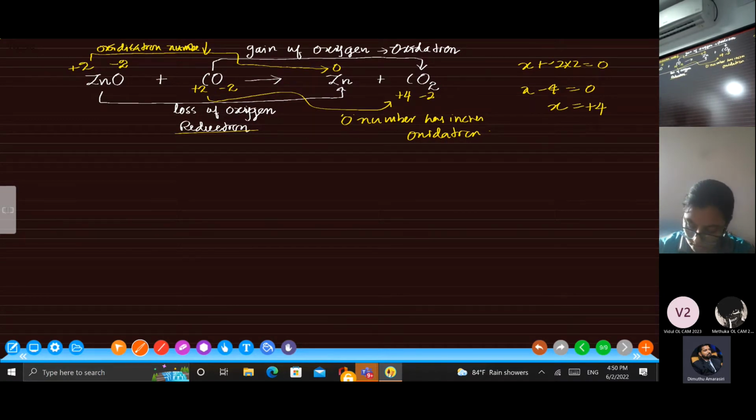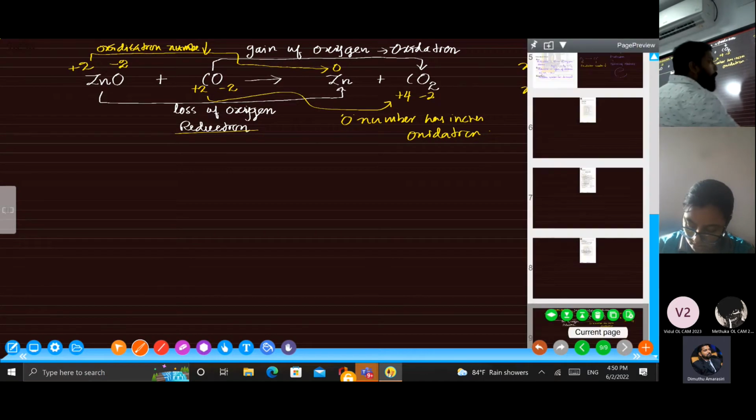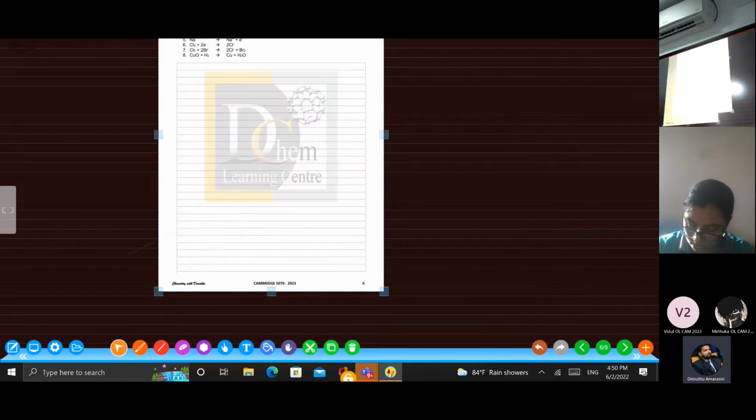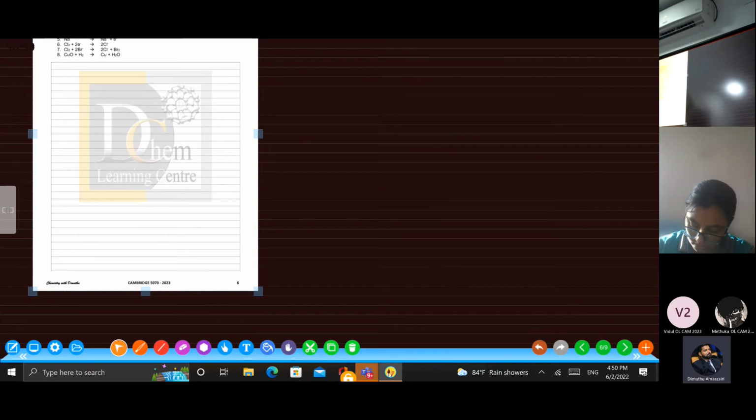All right. Okay. So what I'm going to do now is go to this page. Here you have 8 examples. Don't do it as homework. Just simply tell me whether it's redox. Sometimes I have given only part of the reaction, maybe it's only oxidation or reduction. So you just say whether it's reduction, only oxidation, or both are there. Is that clear? Right. Let me show you the first one.